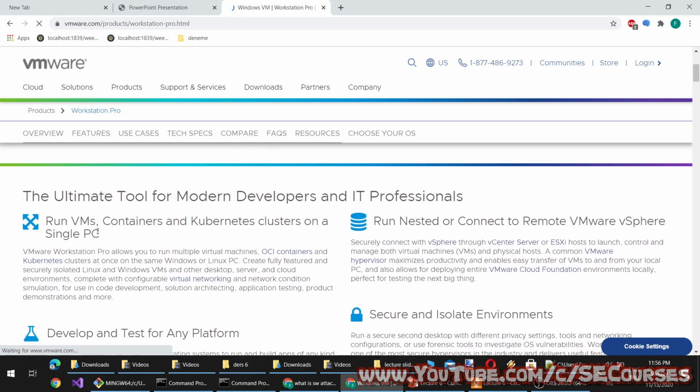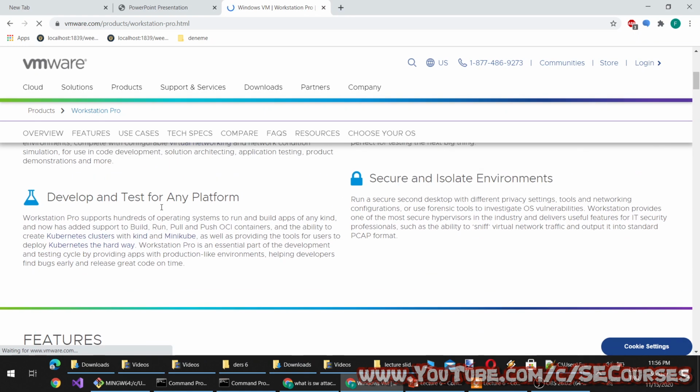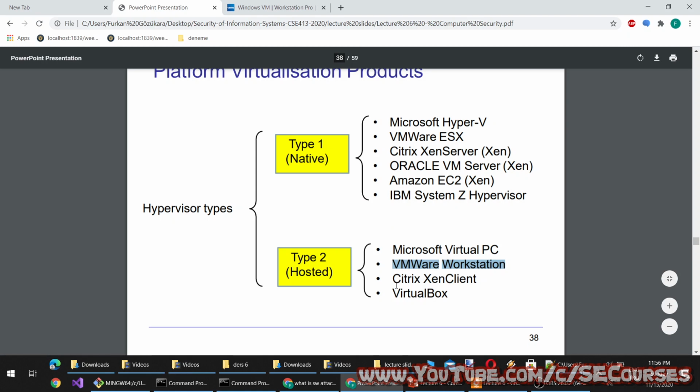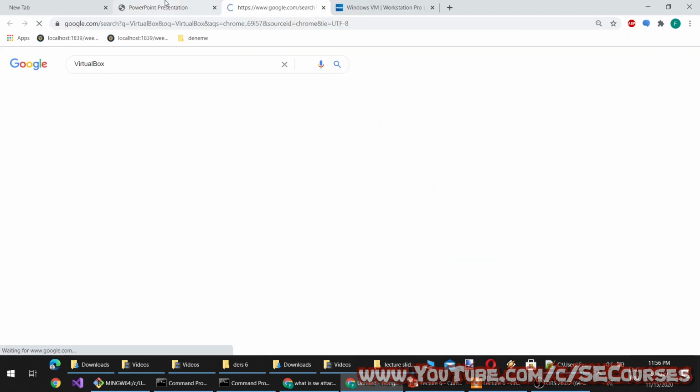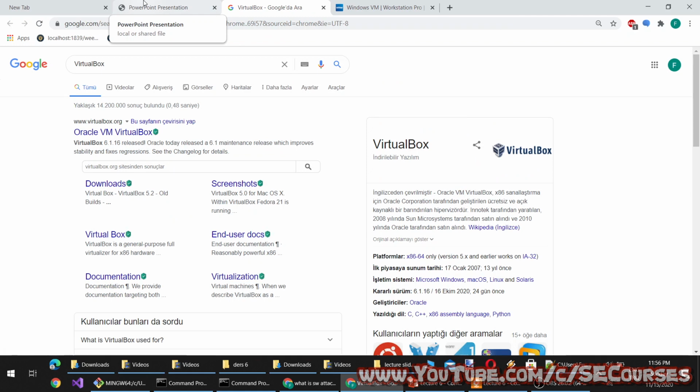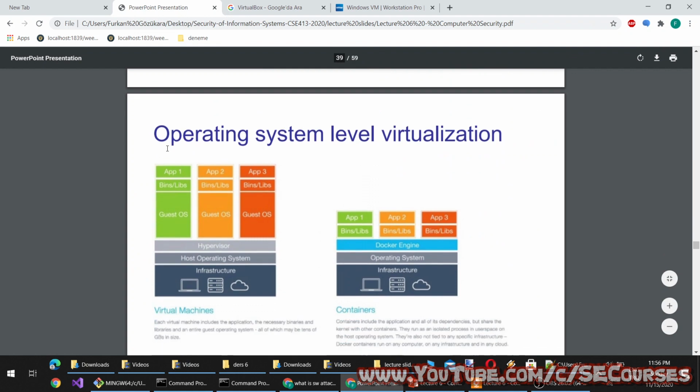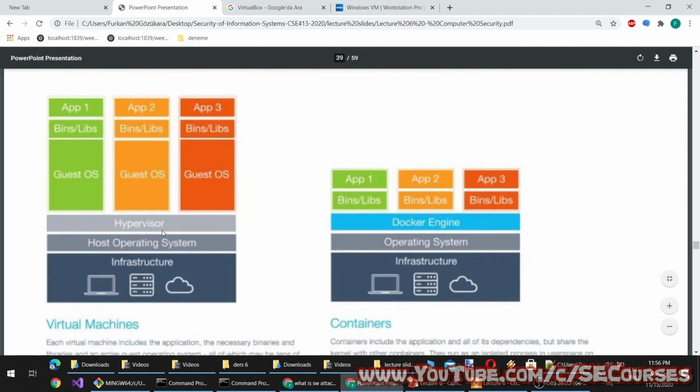Let's read about it. Okay, I am not able to select the text. Anyway, Citrix XenServer and VirtualBox. VirtualBox is also very popular. However, it is very weak in terms of features.